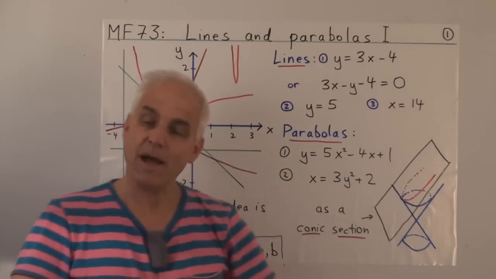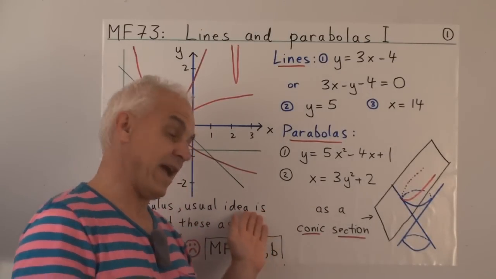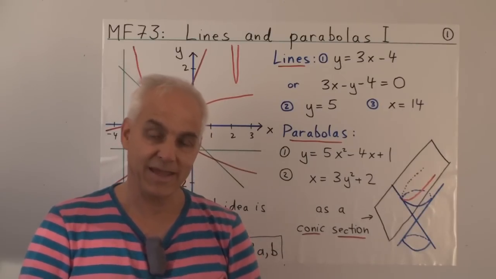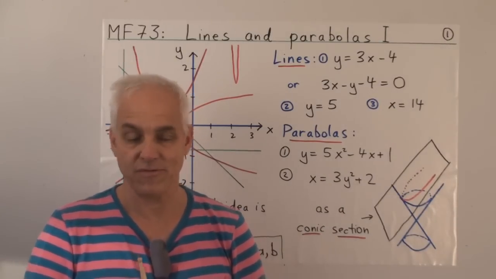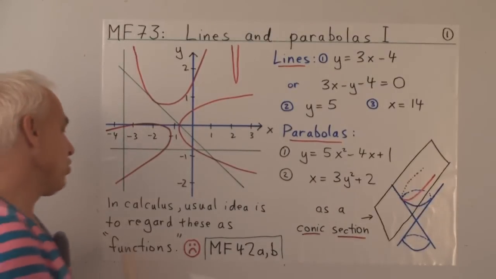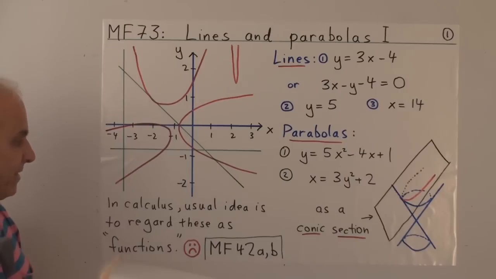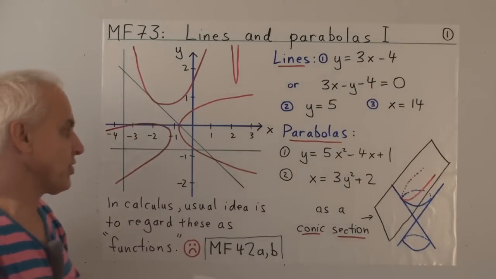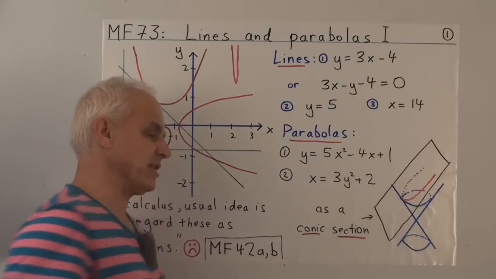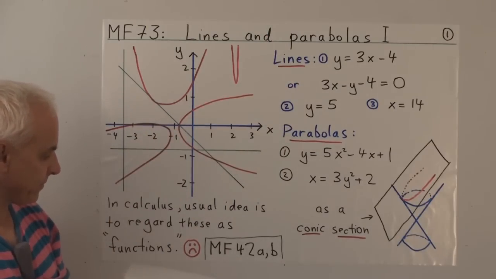From a geometrical point of view, a parabola appears as a rather special object. But from the point of view of analytic geometry that we're going to be talking about today, it's actually a very natural and fundamental kind of second-degree curve. Now, the usual story that you learn in high school and in college is that these things should be regarded as functions. So we should think of y equals 3x minus 4 as a function of x. Or we should think of y equals 5x squared minus 4x plus 1 as a function of x. In this case, a linear function. In this case, a quadratic function.